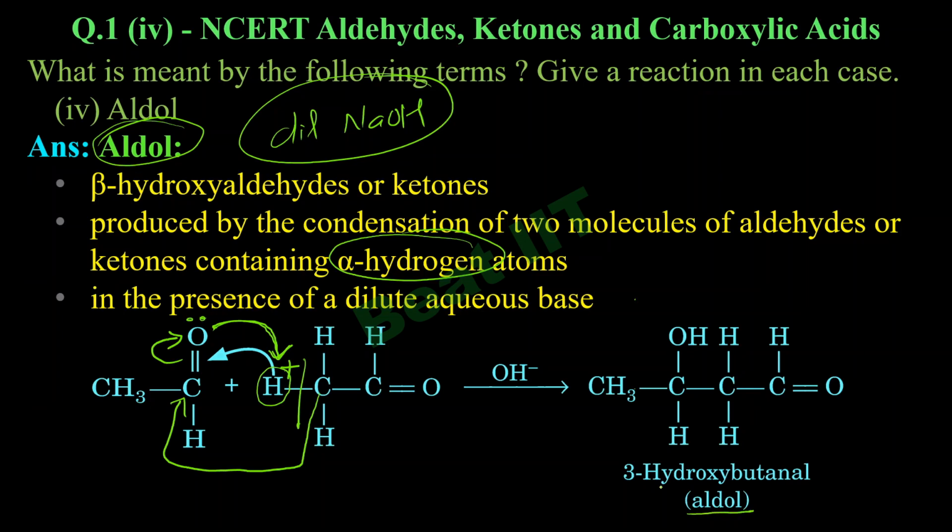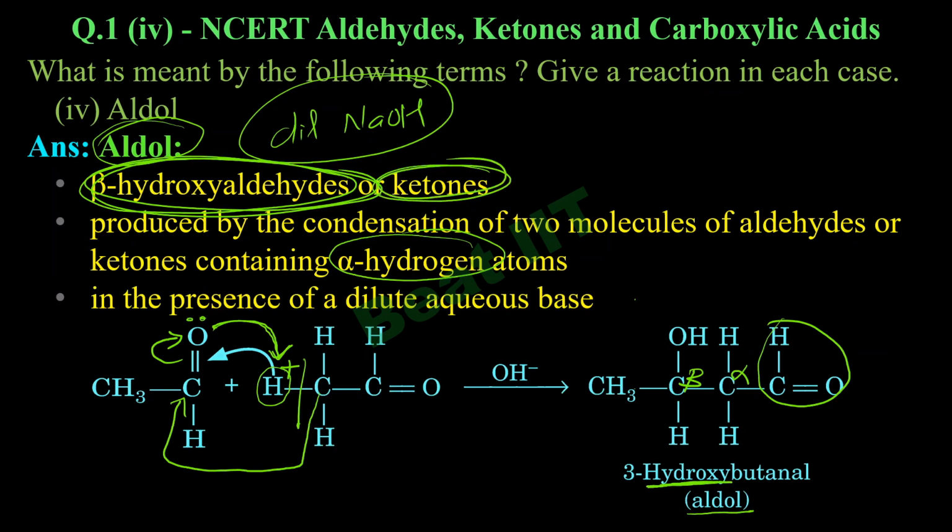And you can see that here you have a hydroxy group. And the hydroxy group is on the beta carbon. So remember, this is the CHO, this is the alpha carbon, and this is the beta carbon. So that's why these are known as beta hydroxy aldehydes or ketones.